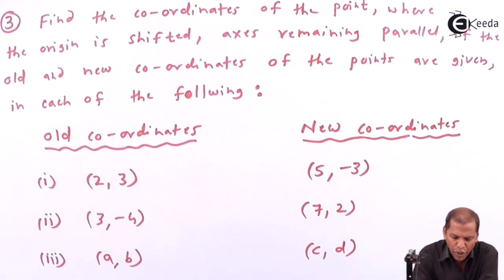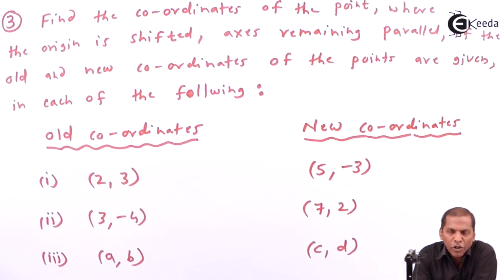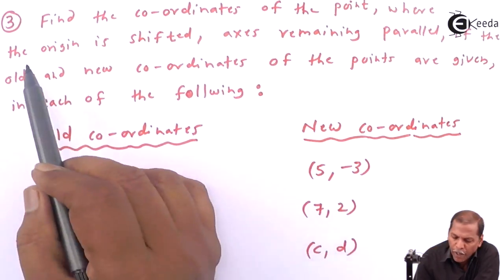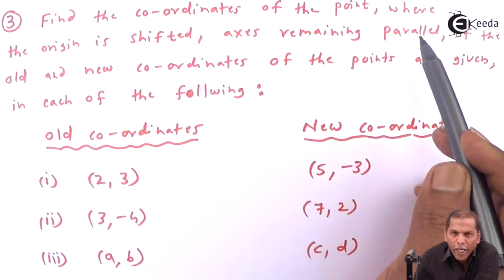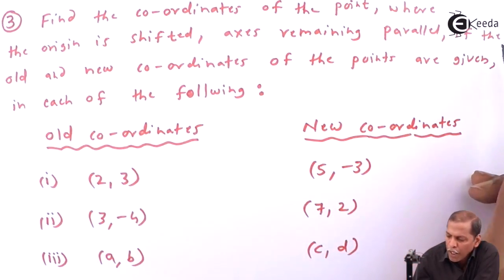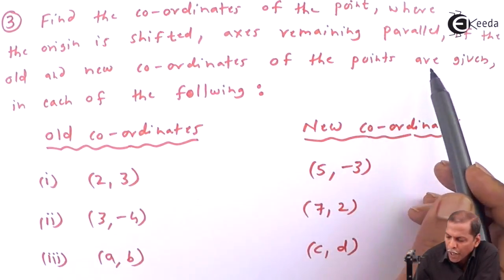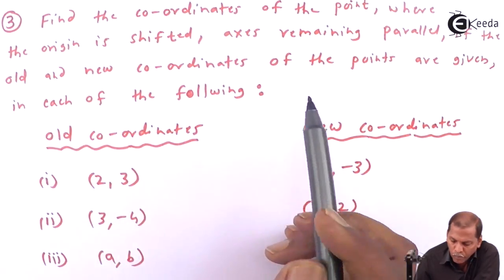Hello friends, now we see problem 3, which contains 3 sub-questions based on shift of origin of chapter Locus. Problem 3 is: find the coordinates of the point where the origin is shifted, axes remaining parallel, if the old and new coordinates of the points are given in each of the following.